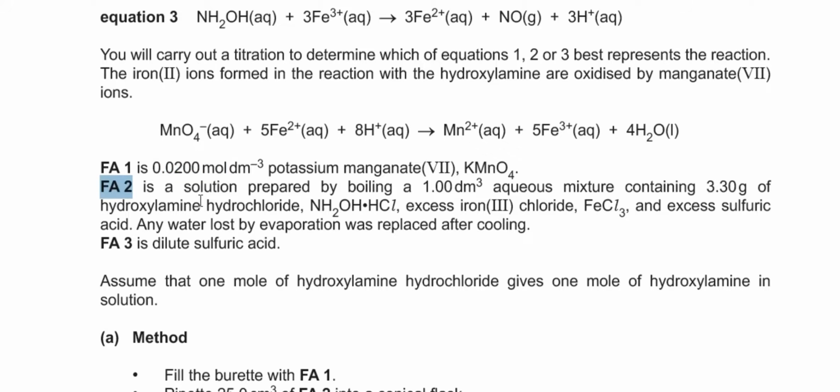Second, FA2 is another solution which he freshly prepared. You are not going to prepare it. He says that this is already prepared. How? By taking 1 dm cube of the solution and adding 3.30 gram of the hydroxylamine hydrochloride.